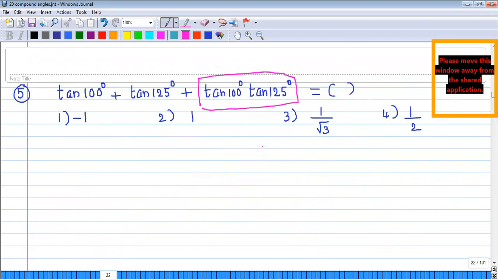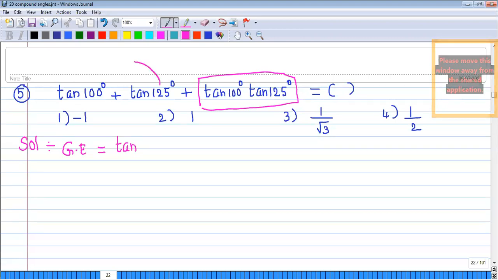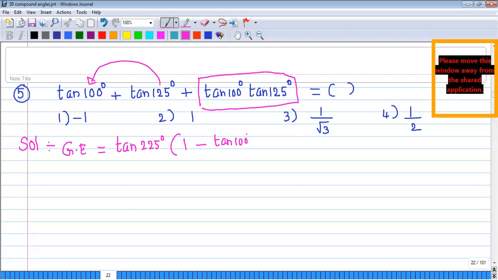So now fifth problem. See the solution. Given expression is equal to tan of A plus B, with 125 plus 100, tan 225 degrees, into 1 minus tan 125 degrees tan 100 degrees, plus tan 100 degrees tan 125 degrees.